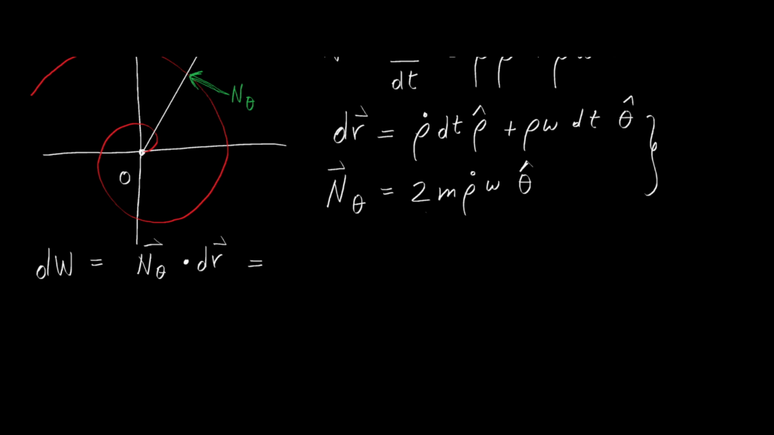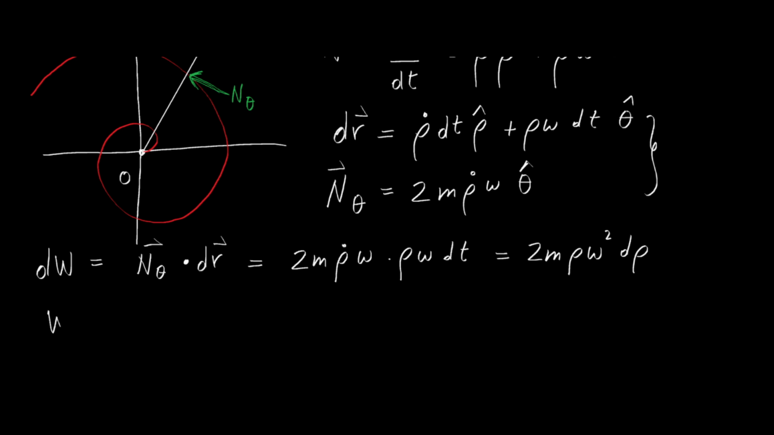which in our case will be equal to 2m rho dot omega times rho omega dt. Okay, this is not zero now. And we can also break this, remembering that rho dot is d rho over dt, as follows: 2m rho omega square d rho. This is the expression for the elemental work performed by the normal N_theta.